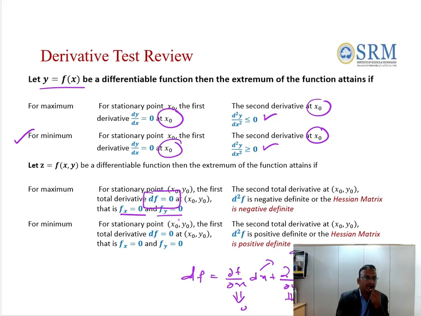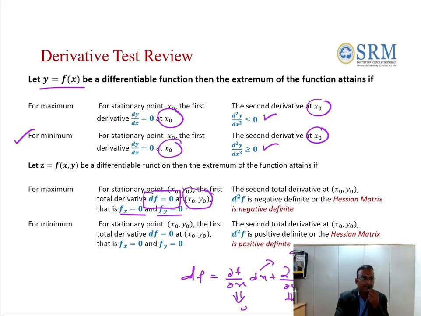If we solve fx equal to 0 and fy equal to 0, that gives the point x naught comma y naught. So very simple. To find the stationary point, first calculate the partial derivatives fx and fy, equate them to 0, then solve for x and y, that gives the point x naught comma y naught.